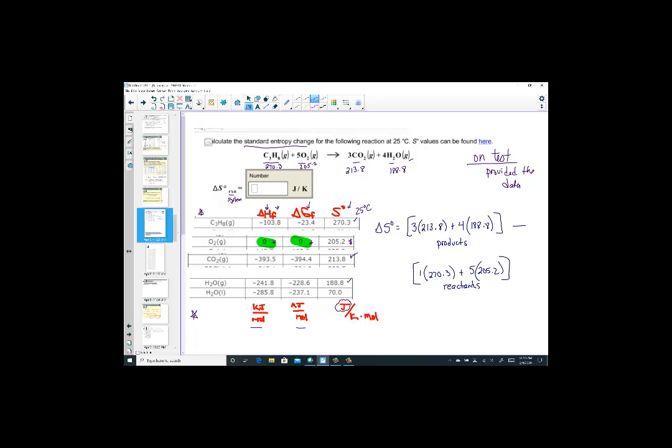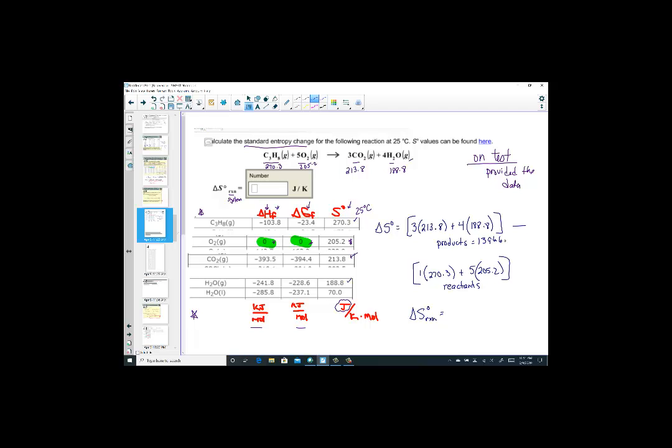Here are the reactants. The sum of the products minus reactants. Let's solve for this and make sure we get a common answer. Please don't cheat yourself out of the practice with your calculator. 3 times 213.8 plus 4 times 188.8. Just to check so far, the sum of the products we're getting is 1396.6.